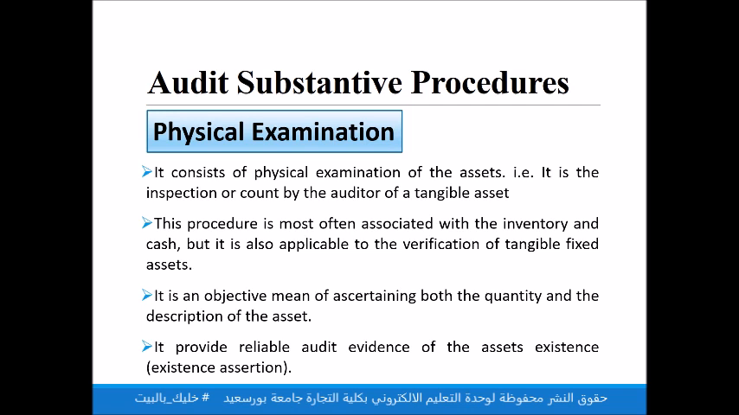Another substantive procedure that can be used by the auditor to accumulate sufficient appropriate evidence to support the various audit assertions and to be able to form a conclusion and express an opinion on the financial statements under audit is physical examination. Physical examination of tangible assets is very useful in providing evidence of the asset's existence. It supports the existence assertion. It consists of inspecting or counting tangible assets such as cash, inventory, land, building, machines, equipment, and so on.